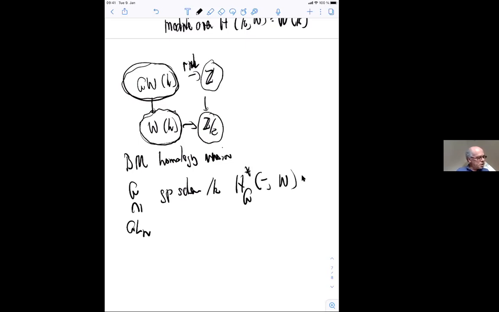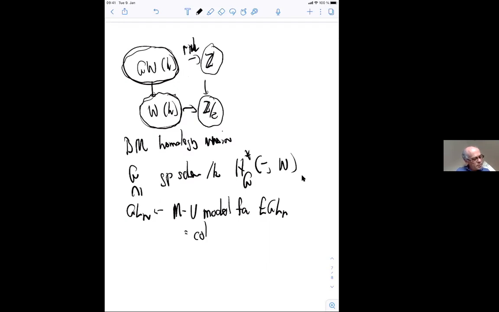So what you can do for this is you take the Morel-Voevodsky model for EGL_N, which is just, if you like, the colimit over n by N matrices of maximal rank. And you use this guy. This plays the role of your contractible space with a free GL_N action. And it'll also be a contractible space with a free G action.